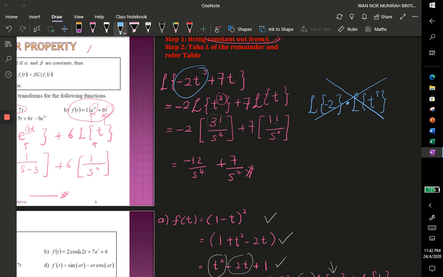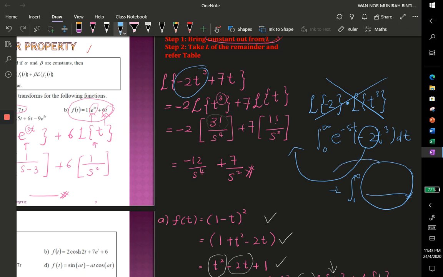The idea is, if you use the definition of Laplace transform, from 0 to infinity, e to the negative st, let's say your f(t) is negative 2t cubed, dt, obviously you will take negative 2 out from your integration. That is the logic of taking out your constant from your Laplace transform. So we have negative 2, integrate the remainder. Then you have the solution here in your table of Laplace transform. So that is the idea.